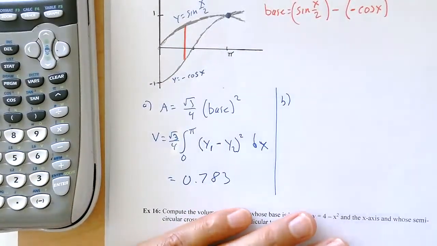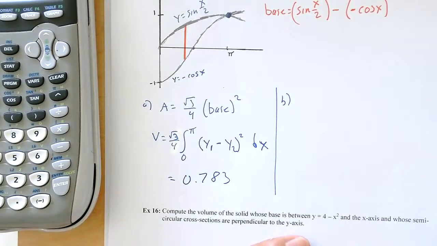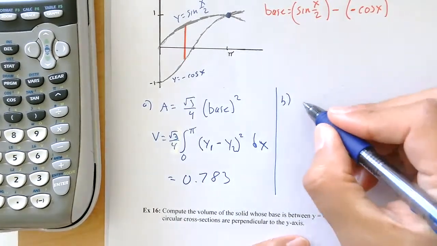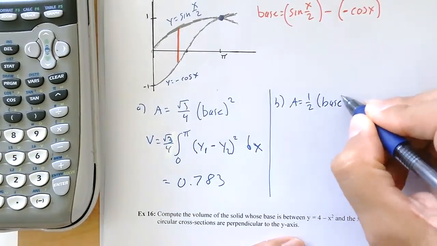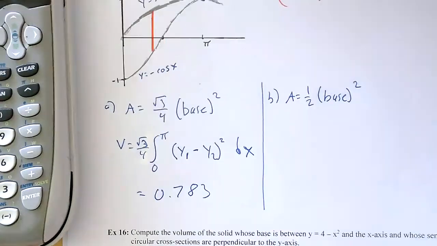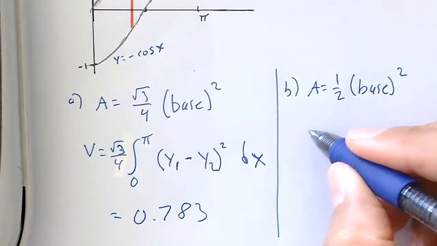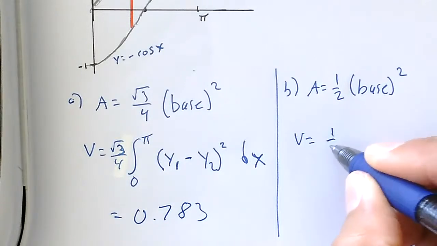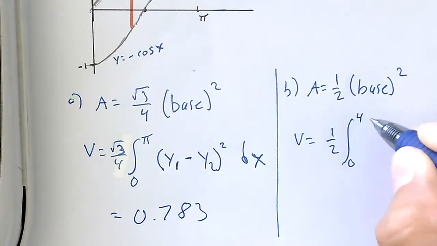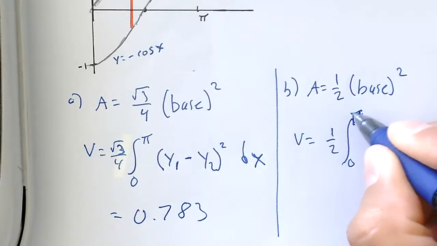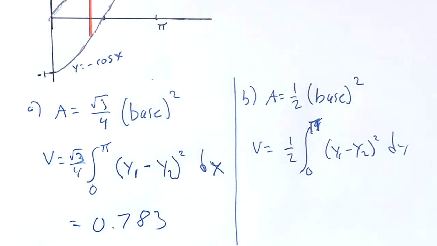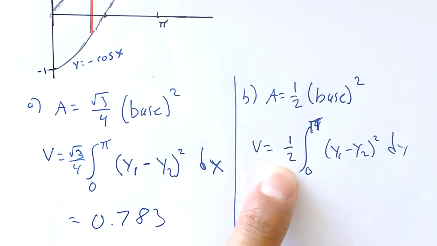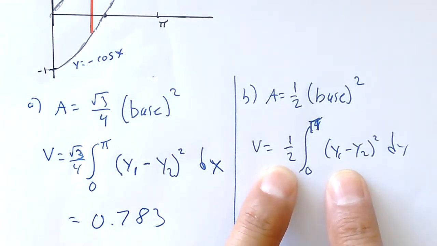Part B, I have an isosceles right triangle with one of the sides being down. So the area would be 1/2 the base squared. And so the volume then would be the integral of that. And you're going to see things very similar. It's the setup that's the important part. Now you have that 1/2 in the front. You still got to subtract the two functions and square them.